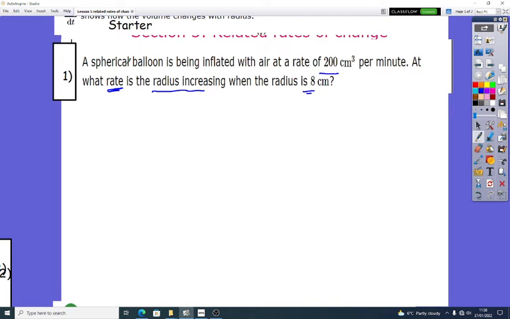Now, first of all, it's talking about a sphere, and it's talking about the rate at which it's increasing. That's the volume. There's the hint. So first of all, dV is being inflated. Rate is always with respect to t. Remember that. So dV/dt is 200, and it wants to find out the rate at which the radius is increasing, dr/dt, at the point when r is equal to 8. Okay, so we need to find dr/dt.